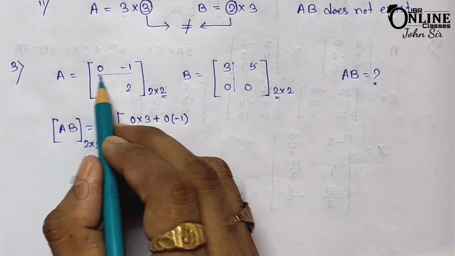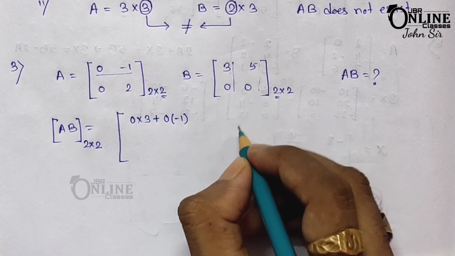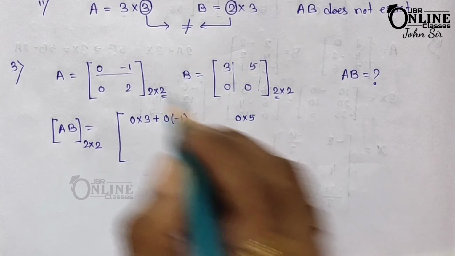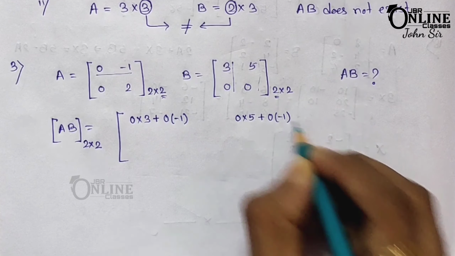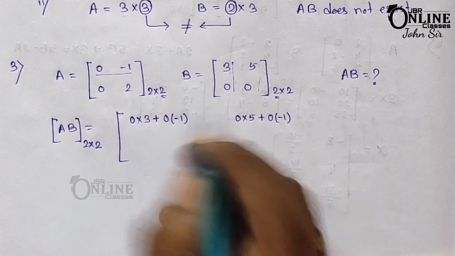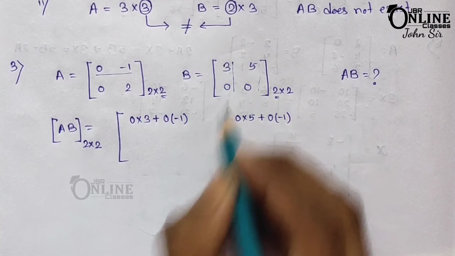Now the next one, first row with second column. So 5 into 0, you have to write down here 0 into 5, then minus 1 into 0. So in between plus, and then 0 into minus 1. Always there will be plus in between two products. Next one, second row, first column.